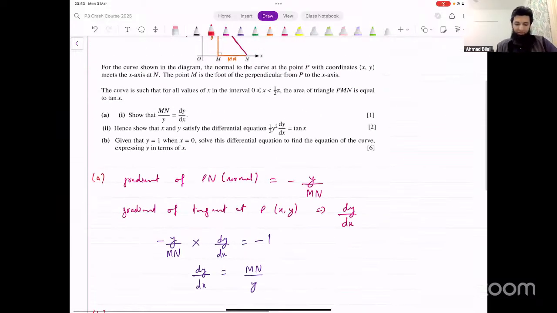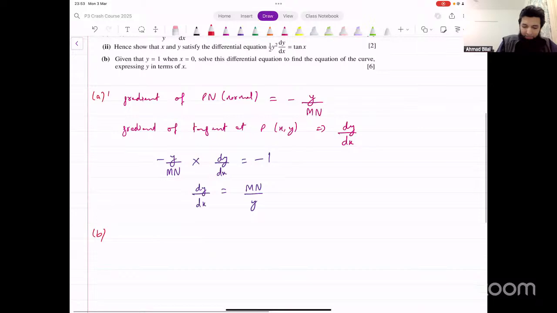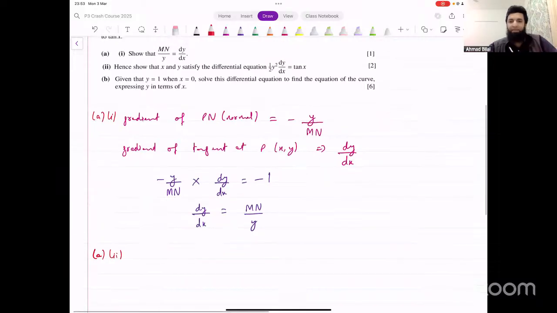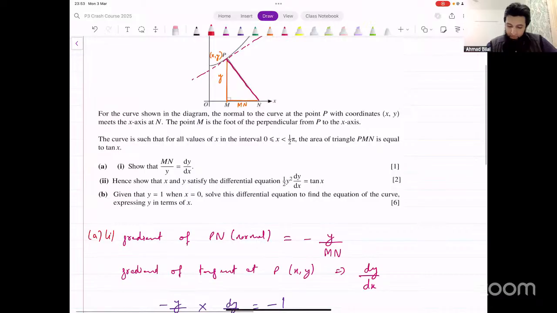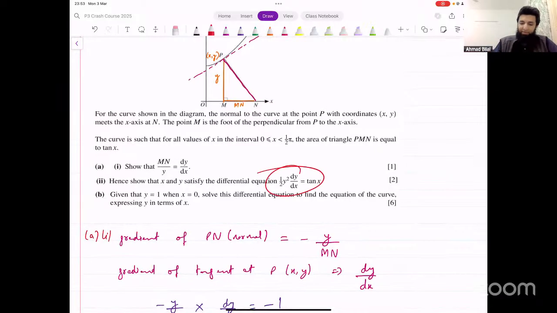Okay, let's look at part B now. This was A1. Let's do A2. Okay, hence show that x and y satisfy this differential equation. Now, this differential equation has tan x here. Where is tan x being used in the question here? They're saying that the area of the triangle PMN is equal to tan x.